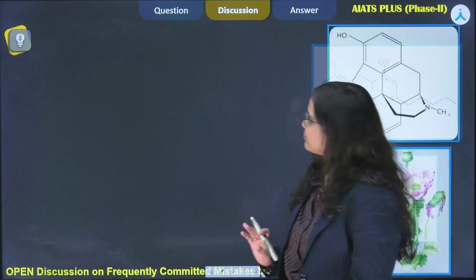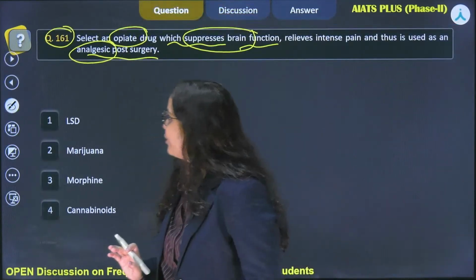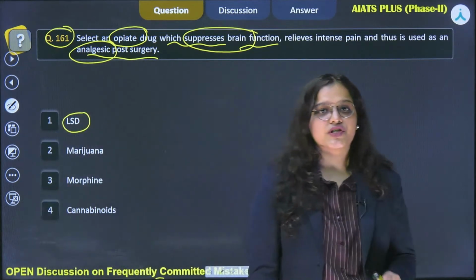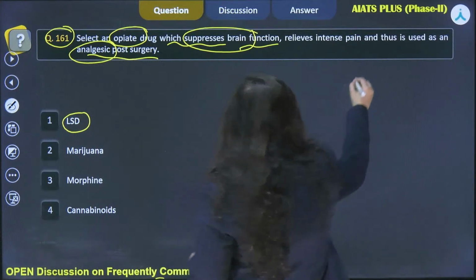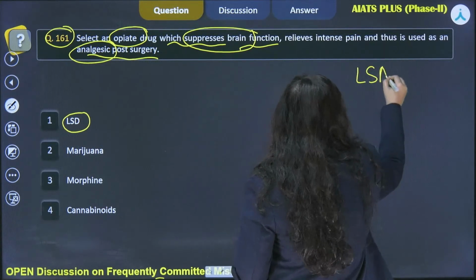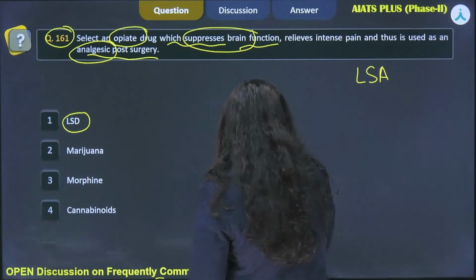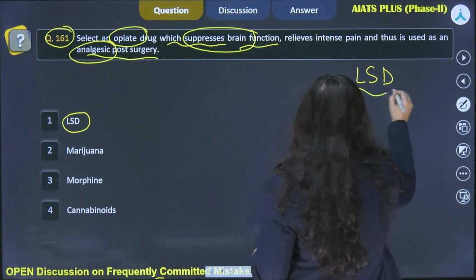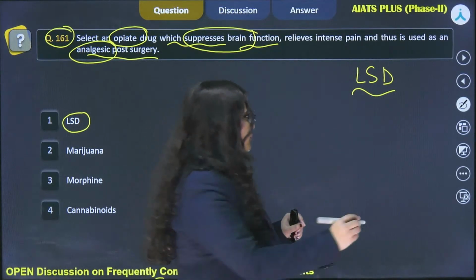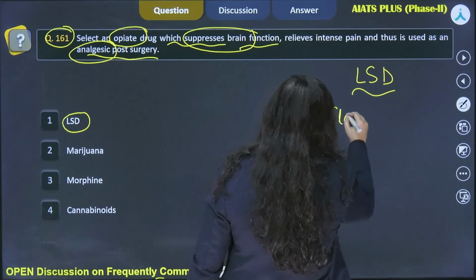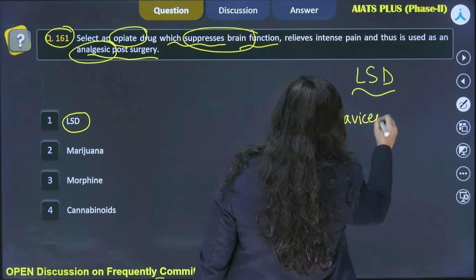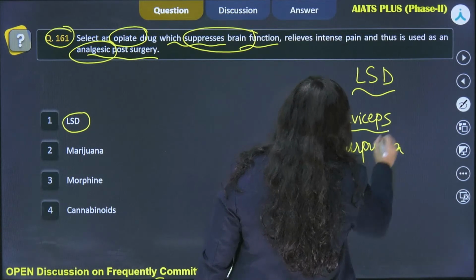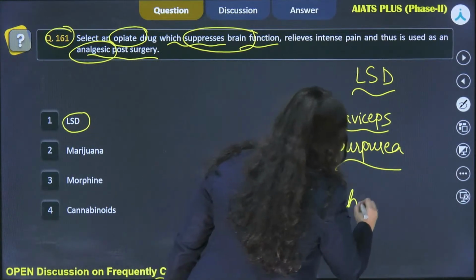All right. So we move back to our question now. In our question we can see that there is another name, which is LSD. So LSD is basically a drug which is obtained from the fruiting body of the fungus known as Claviceps purpurea, and it is a very potent hallucinogen.